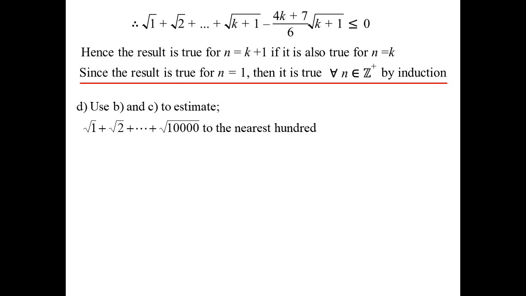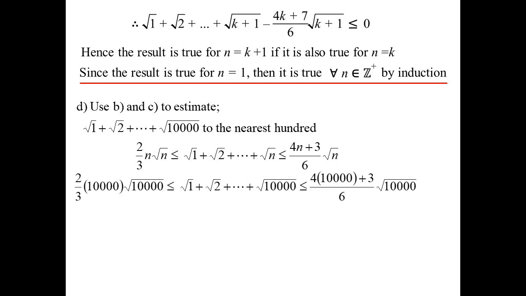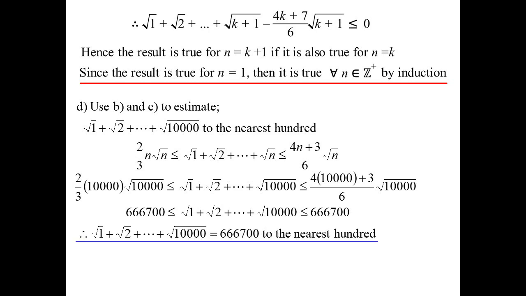Okay. Use B and C to estimate the value of the square root of 1 plus the square root of 2 all the way up to the square root of 10,000. Now I suppose if you're incredibly patient, you could put that into your calculator. We have basically now sandwiched this square root of 1 up to the square root of n in between these two expressions. We want the one where n is 10,000. So let's substitute in 10,000. What does the left-hand side become? To the nearest 100, the left-hand side is 666,700. So is the right-hand side. Well, if it's in between them, there's only one possibility. It is that. So 666,700.